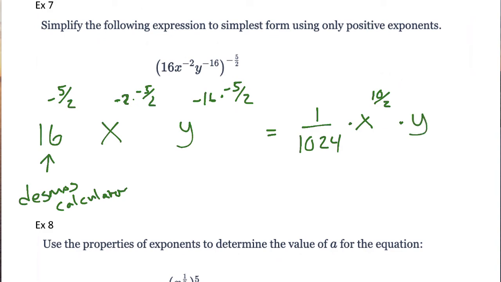And y, if I take 5 times 16, I get 80 divided by 2. Now I can reduce those, so it's asking me to do simplest form. So I'm going to write it as 1024, x to the 5th, y to the 40th. And those are positive exponents. So pause that one. But remember, I just use the Desmos calculator on the number parts.